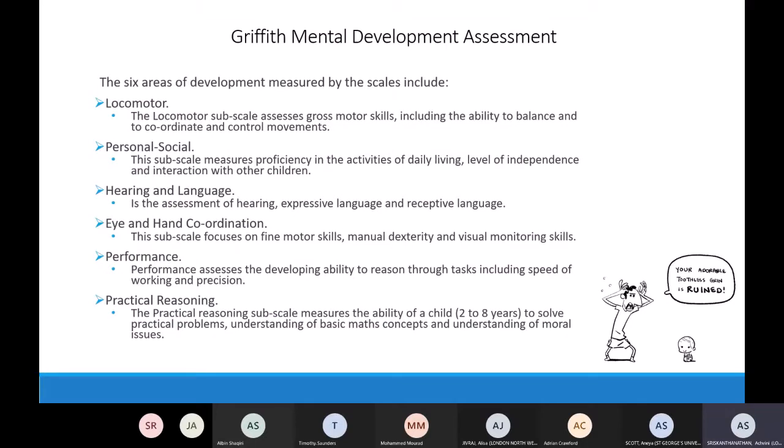And then this is another assessment that you guys should know about: the Griffiths Mental Development Assessment. It's widely used by paediatricians and psychologists to measure the rate of development in infants. It goes from birth to about 8 years, and it assesses the child's strengths and weaknesses in all the different areas. So looking at their gross motor skills, fine motor skills, personal and social skills, assessing their hearing and language skills as well, their sight, and hand-eye coordination, just general performance through different tasks and how fast they work and their precision, and general practical reasoning once they're a bit older, and to see how they solve problems in their natural environment as well. And if there's any concerns, then they can intervene early on and start a treatment program.